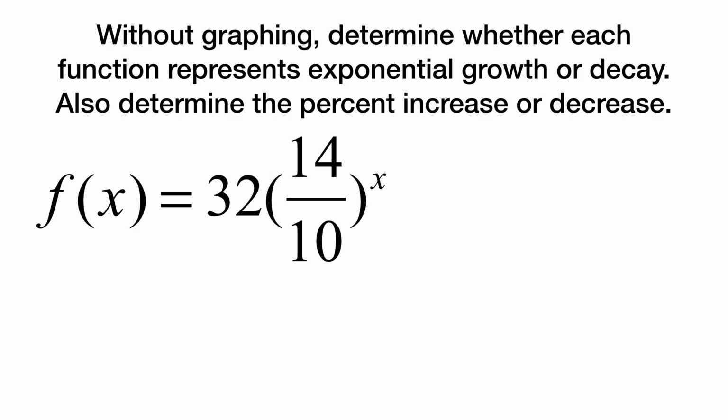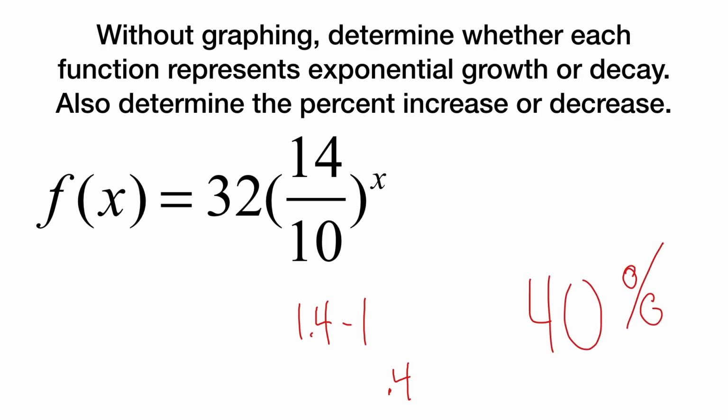Here's our last one, 14 over 10. Let's see. I'm going to rewrite that as 1.4. The decimal version, subtract 1, 0.4 or 40%. And that is growth.